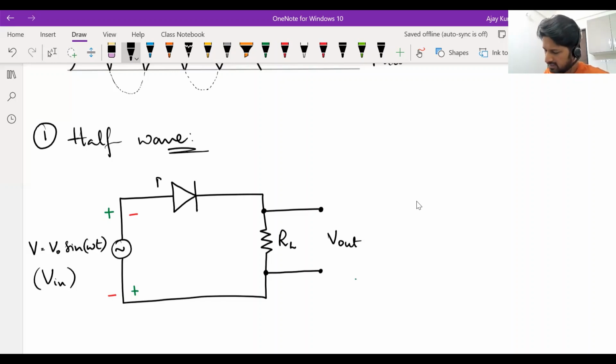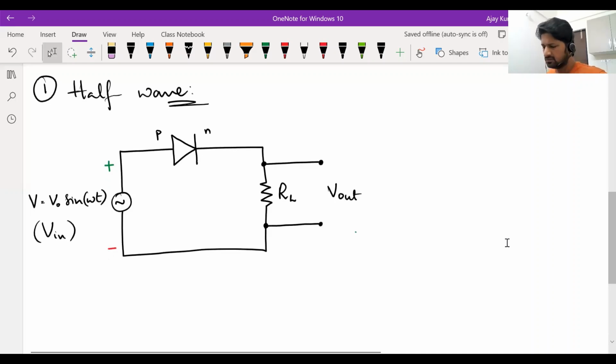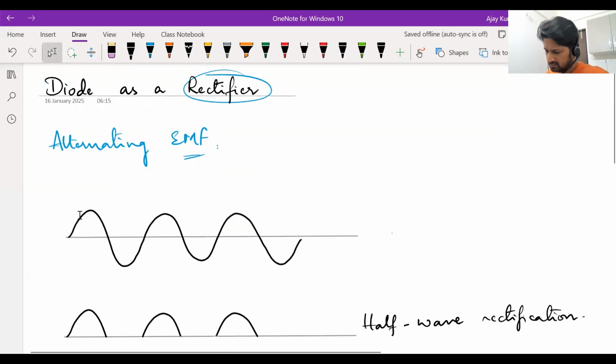Now you know the triangle side is the P side, the line is the N side. So for this diode to be forward biased, the P side should be at higher potential than the N side. That happens during one half cycle of the input voltage. Fine. So consider the input like this.